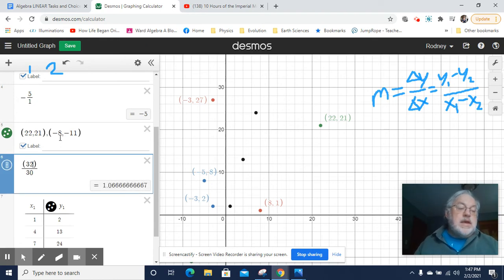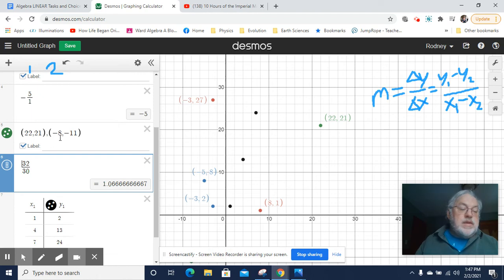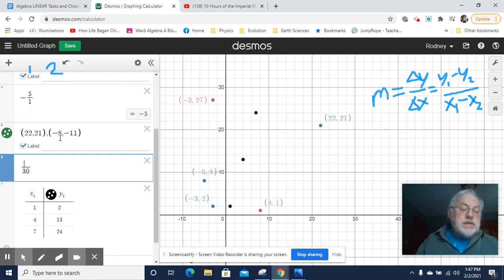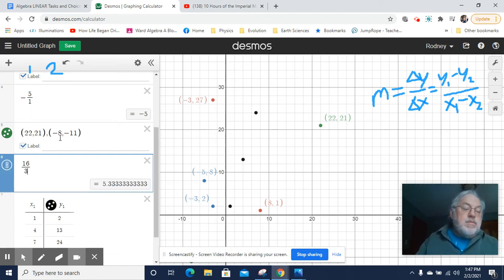And we can reduce that. 32 and 30 both share a factor of 2. So we'll make that 16. And that will become 15. And that's your slope. Rise of 16, run of 15.